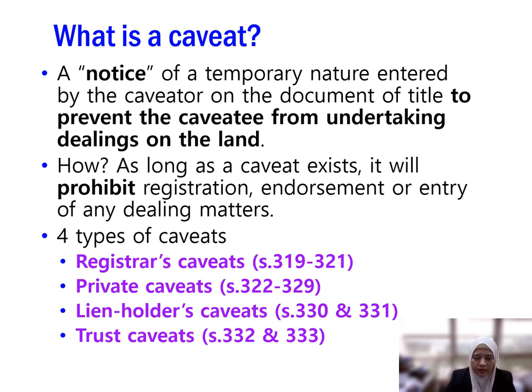The first one is the registrar's caveat. The second one, private caveats. The third one, lien holder's caveats. Now, remember the lien just now? We were talking about entering the lien holder's caveat. This is the caveat meant just now under lien. And the final one is trust caveat. So you have registrar's caveat, private, lien holder, and trust. The sections are continuous.